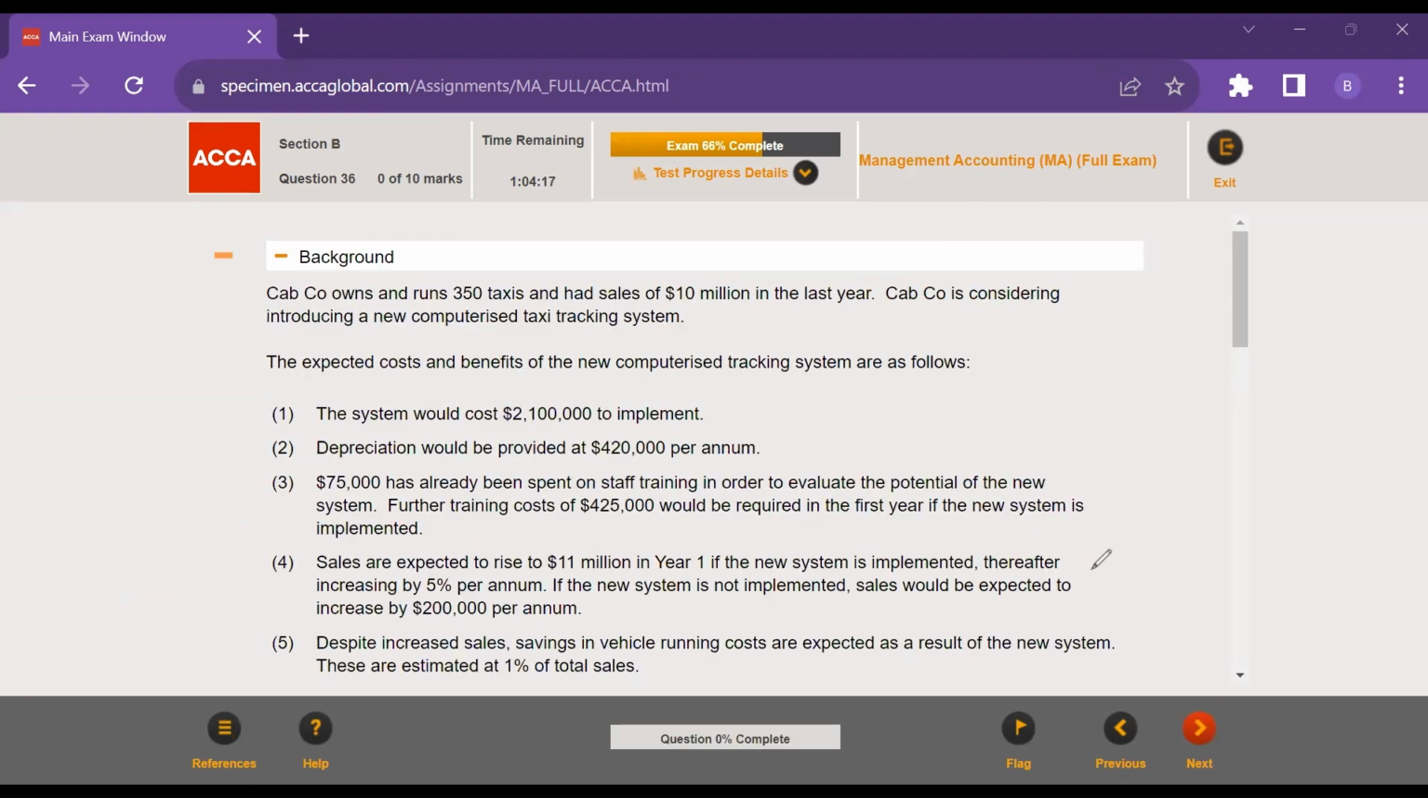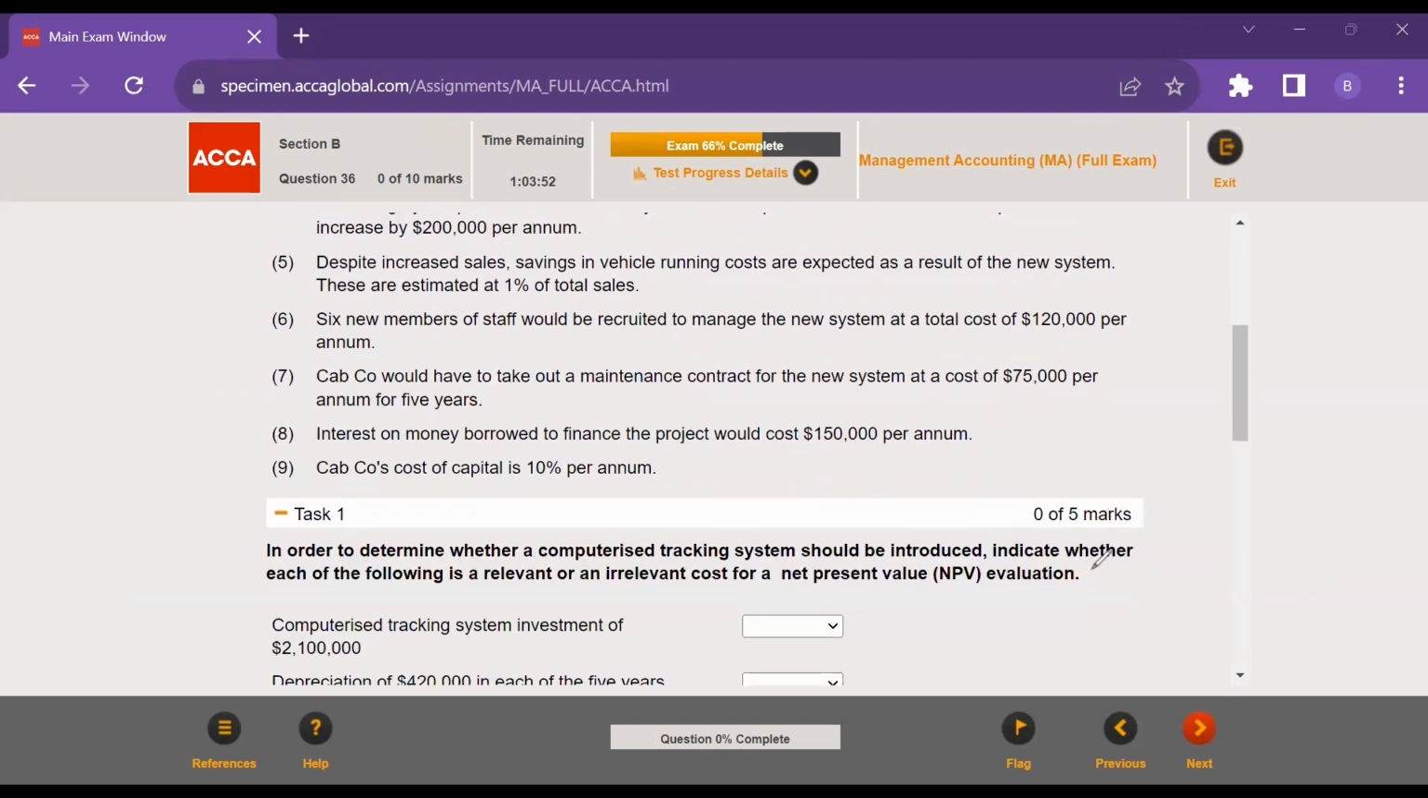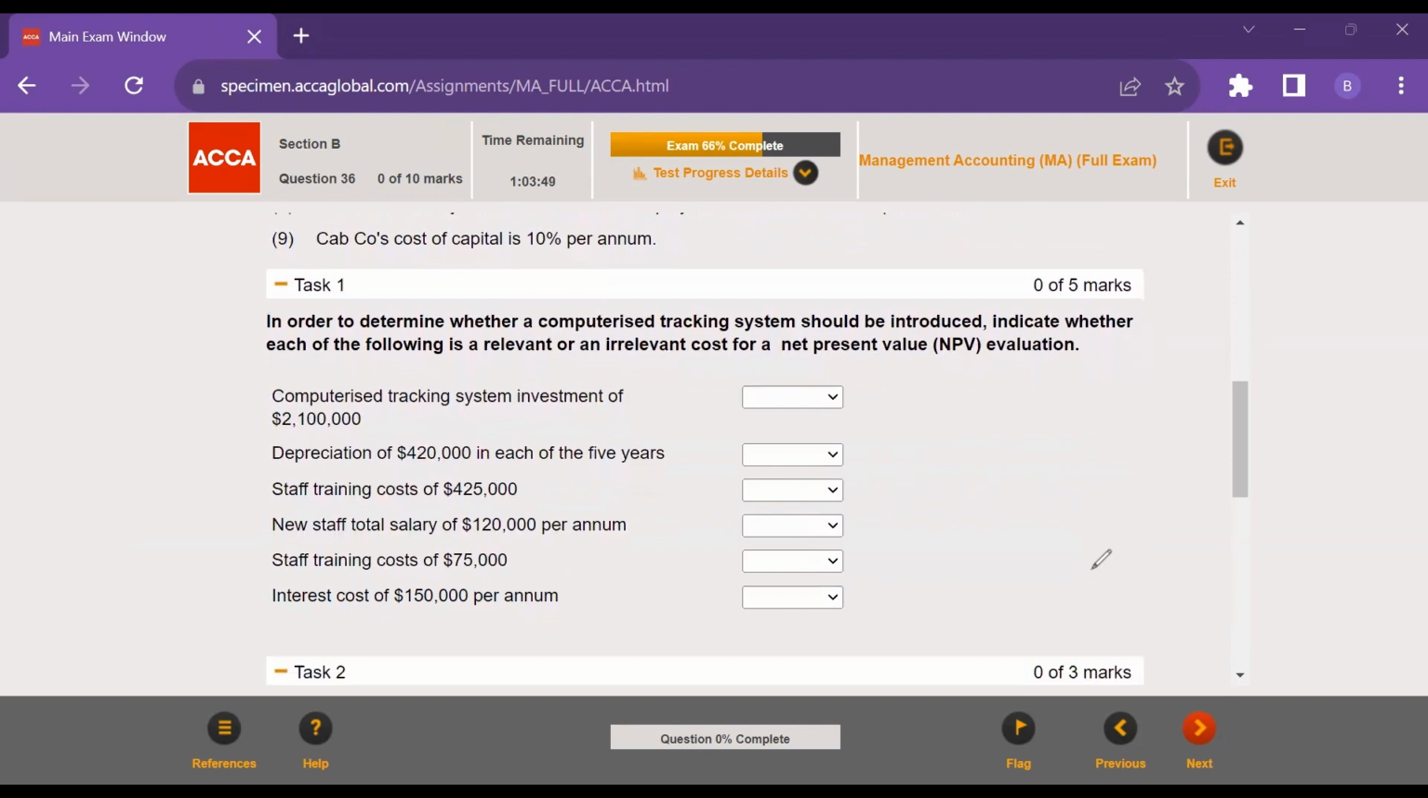Okay, so with this, we have come to an end to our section A of the exam. Now let's move on to section B. So this is the first question in our section B. A cab company owns and runs 350 taxis and had sales of $10 million in the last year. It is considering introducing a new computerized taxi tracking system. The expected costs and benefits are given to us. So let's have a look at the requirement first of all.